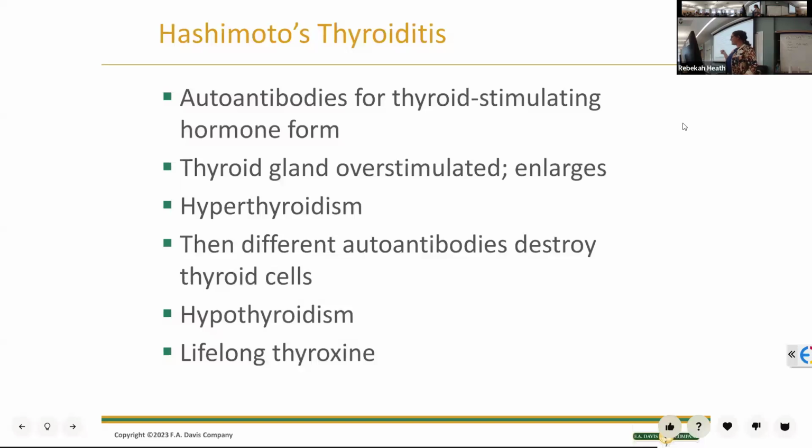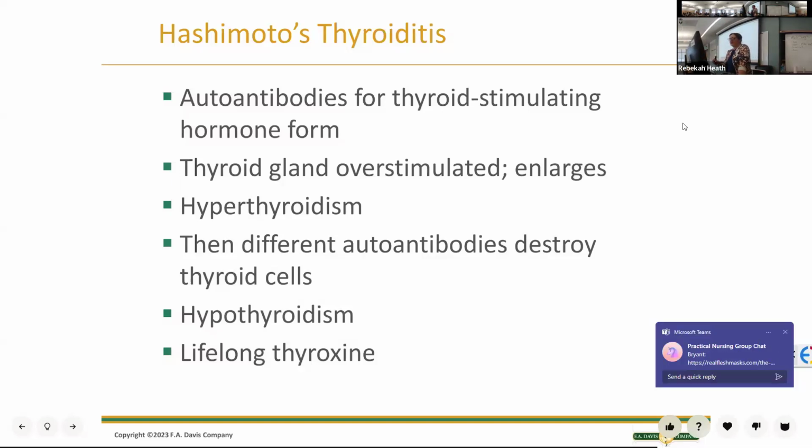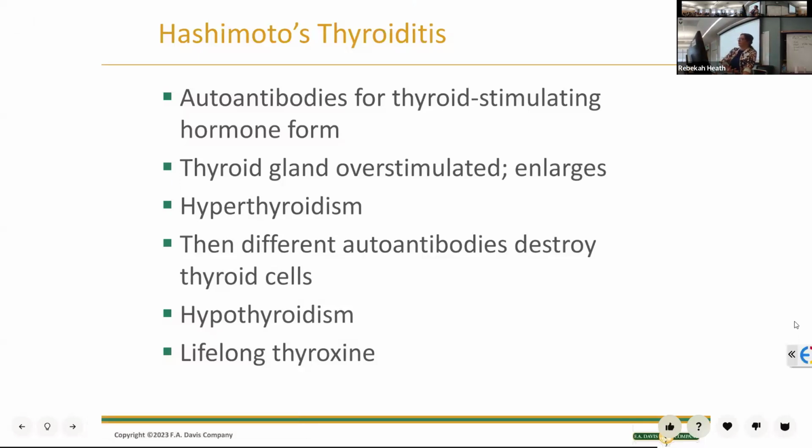Hashimoto's thyroiditis. Some of you did this for your system disorders. That's where you have these autoantibodies that will destroy your thyroid stimulating hormone. And eventually your thyroid gets enlarged, and you have hyperthyroidism that develops. Then you have these other antibodies that destroy the thyroid cells and cause hypothyroidism. So there are these phases where your thyroid gets enlarged, you have hyperthyroidism, and then it ends up destroying that thyroid tissue, and so you get hypothyroidism.